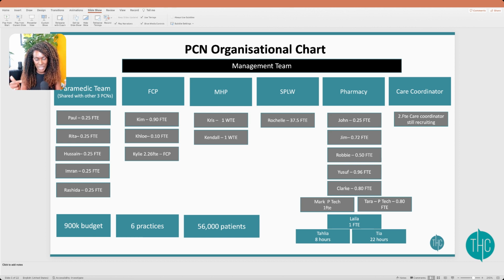There is a couple of areas where it goes on multiple slides, but I like to try and keep one topic on one slide, so it's not like death by PowerPoint. Okay.